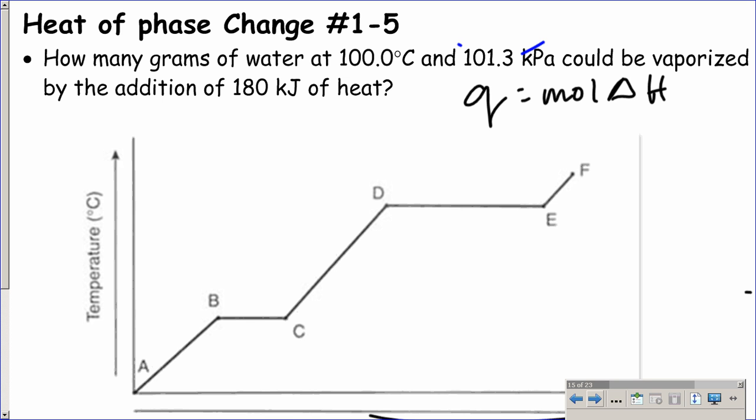But let's read. So the question is how many grams of water at 100 degrees C and 101.3 kilopascals. Have we talked about pressure at all in this unit? No. Okay. This is a conventional way to describe a reaction. We don't really care about what temperature it's happening at necessarily, or the pressure at which it's occurring. We don't care because we just want to be able to do the problem. But conventionally, they give you this information. Cross it out. It's a distractor.